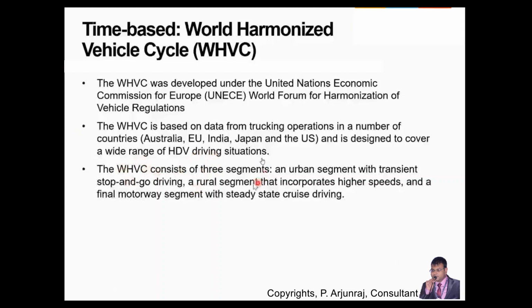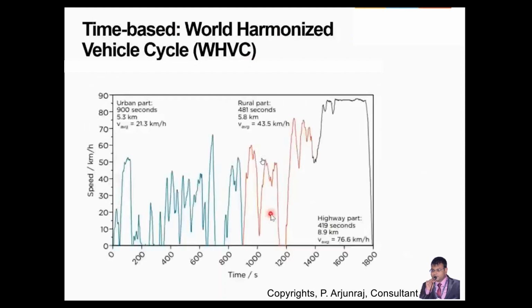And this WHVC consists of three segments: an urban segment, which is going to have transient stop and go driving conditions, the second one is the rural segment that will incorporate higher speed, and finally you have a motorway segment where you have a steady state cruise driving condition basically. This WHVC is going to have three segments: urban, rural, and the motorway segment, based on the stop and go driving or higher speed and steady state cruise driving conditions.